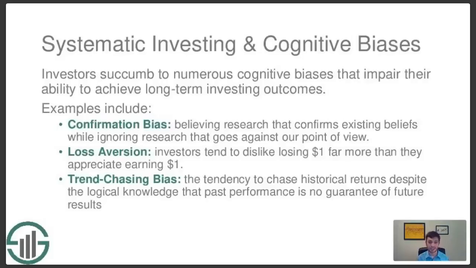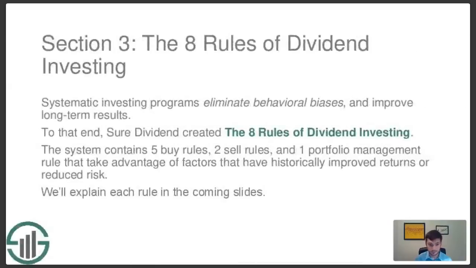Trend chasing bias is the tendency to chase historical returns despite the logical knowledge that past performance is no guarantee of future results. So there's a lot going on here, but this really applies more to bubbles and investing in something just because it had good returns. Just because in the tech bubble pets.com was way up over the last 3 months doesn't mean it's a good investment. It just means people are trend chasing, and that works great until it doesn't, and then everyone's ruined. So it's important to understand that and do your own thinking as opposed to following what everyone else is doing.